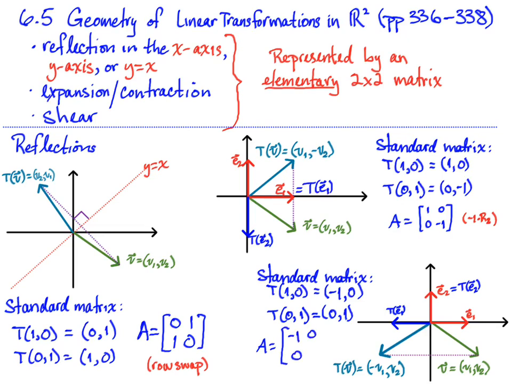And then we write down the matrix. The matrix has columns negative 1, 0, and 0, 1. Once again, we have an elementary matrix. This is just the 2 by 2 identity matrix with the first row multiplied by negative 1. Okay, so those are the three basic reflections in R2, and you can get other reflections from these.